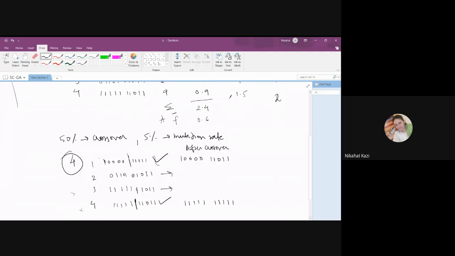5% means mutation is per individual. Mutation is not across individuals. It is not across the population. Mutation is per individual, right? So for a given string, for example, for this string, you need to perform mutation. A 5% mutation rate means out of these 10 bits, 5% of the bits will be mutated. What is 5% of 10?